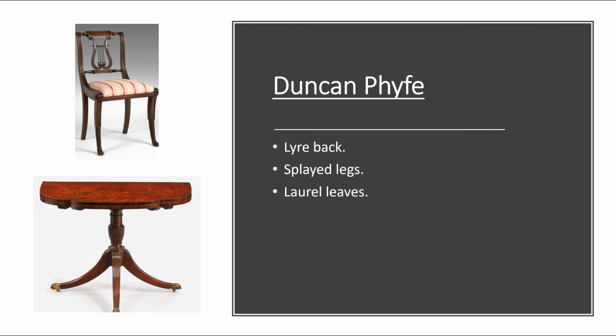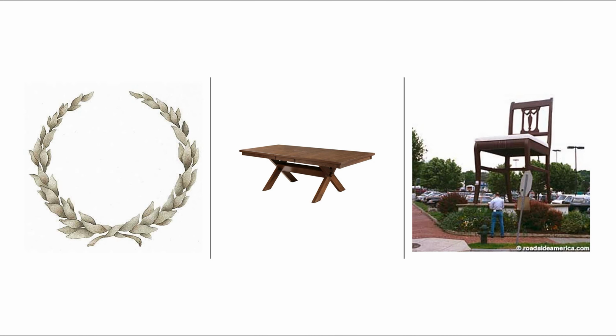and on their table pieces, some of their furniture, they have splayed legs, and then they have laurel leaves, and I'll show you what that is on the next slide. Laurel leaves is going to be that picture on the left. That's a popular ornamentation they add to that. There's an example of splayed legs on that table.